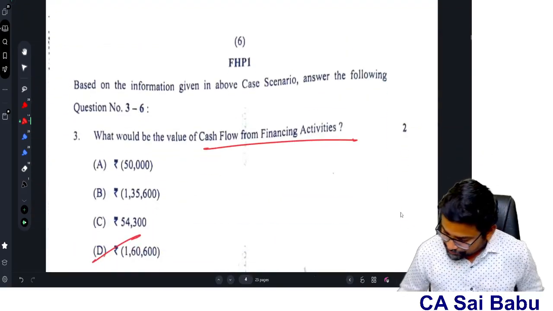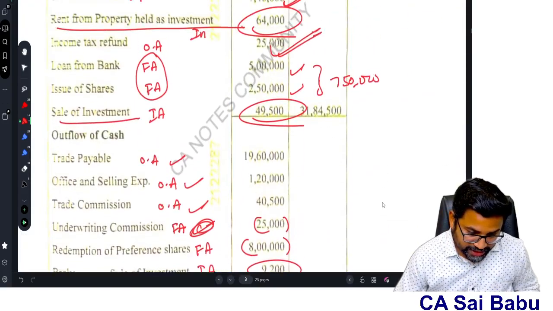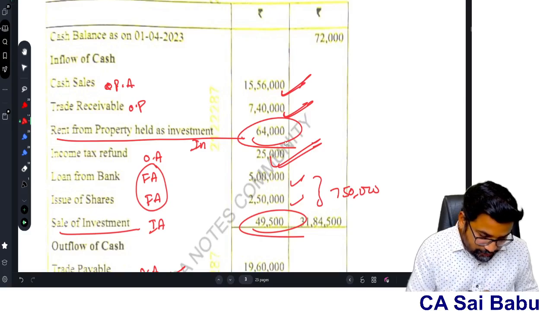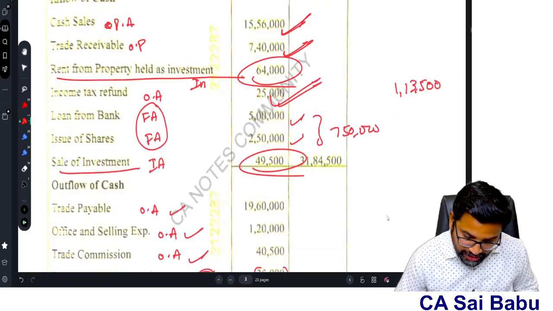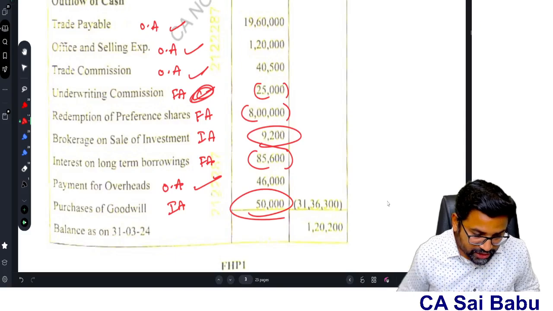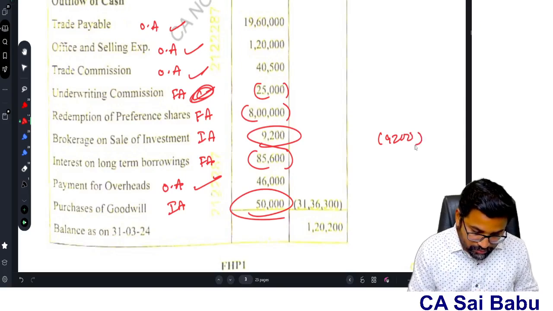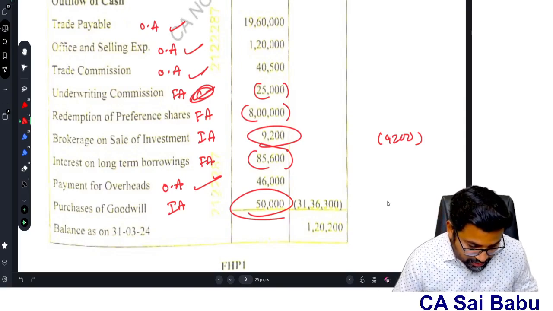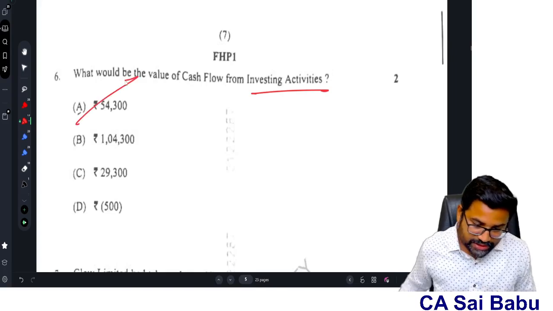So investing activity, 1 second sir, investing activity, 64,000 plus 49,500, 1,13,500 inflows sir. And as far as the outflows is concerned in investing activity, brokerage on sale of investment minus 9,200 and minus 50,000. So I think it is 54,300 sir, 54,300. A is the answer sir, correct answer.